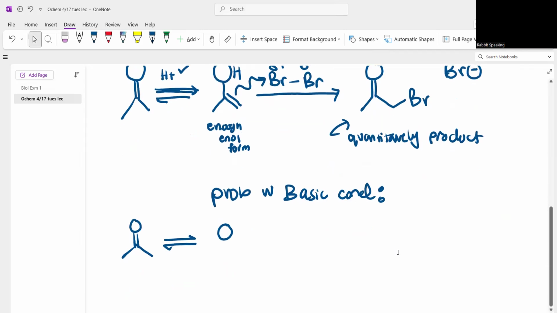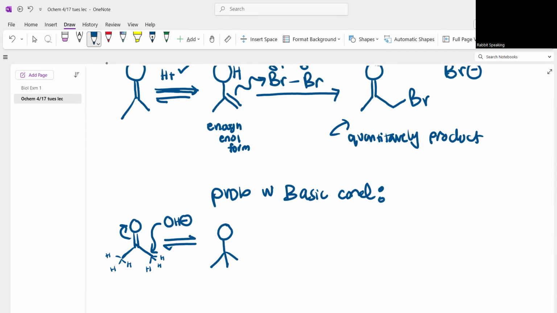Okay, so I think what happens when you react this in basic conditions, you have your OH minus, which will come and abstract a hydrogen that's hanging out from here. Remember we have hydrogens here. And then we will form an enolate.